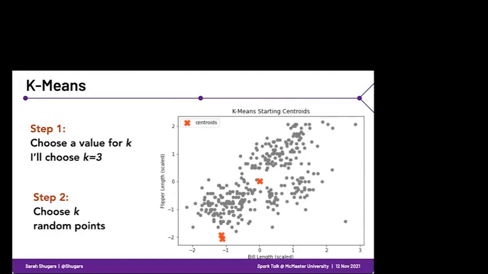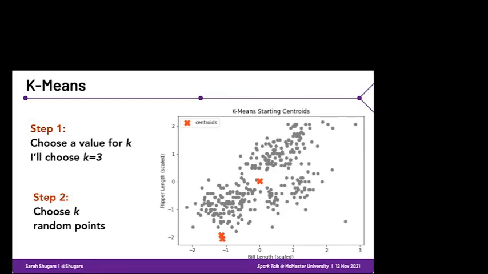So the first step here is we choose a value for K. I'm also not going to talk today about how to choose a good value of K, but I'm going to choose K equals 3 because I feel like it. Then we choose K random points, or 3 random points in this example. These red X's indicate the random data points that I selected.